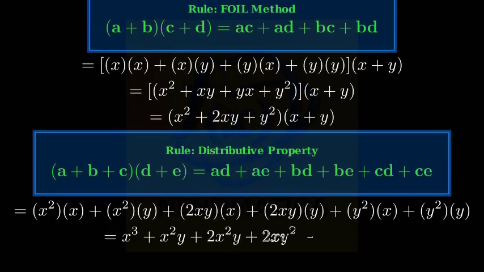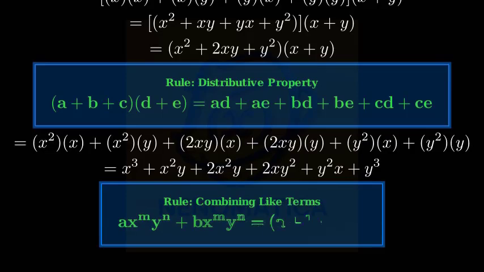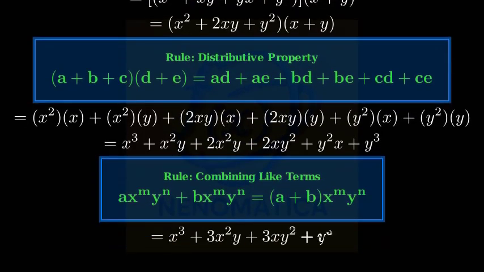We get x cubed plus x squared y plus 2x squared y plus 2xy squared plus y squared x plus y cubed. Now, let's combine like terms. We have x squared y and 2x squared y, which gives us 3x squared y. Similarly, 2xy squared and y squared x combine to give 3xy squared. So our final expression is x cubed plus 3x squared y plus 3xy squared plus y cubed.